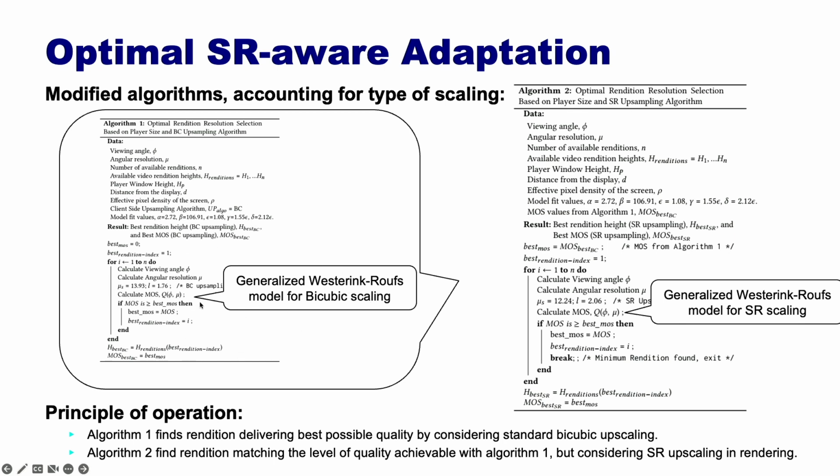We are using here the mu, s, and l parameters based on the fitted values that we get for bicubic scaling. And algorithm 2, again for simulation purposes, is to understand the benefits of using super resolution. Here we have a modified algorithm, assuming the client is using super resolution upscaling, but we try to match the quality that would be achieved by bicubic scaling while selecting a possibly lower rendition. So that's the basic idea of these two algorithms.